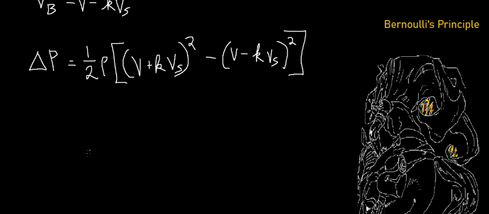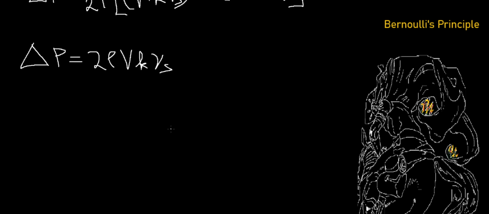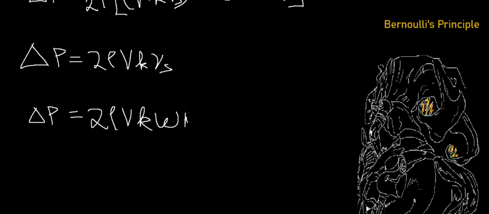And using basic algebra, this simplifies down to 2 times the density times the velocity times the efficiency times the velocity of the surface. And since the velocity of the surface equals omega r, you can then write the equation like this.